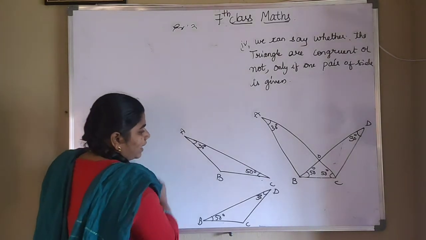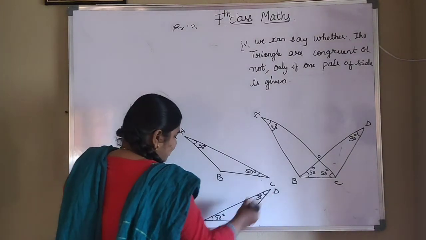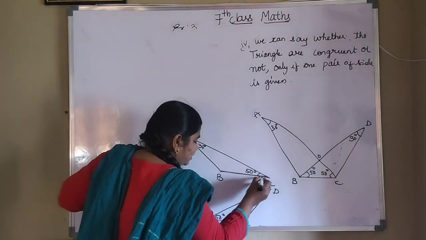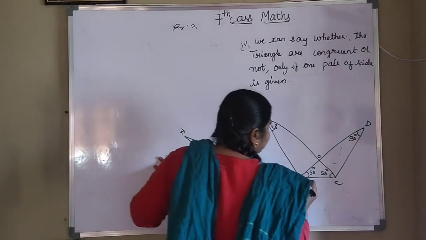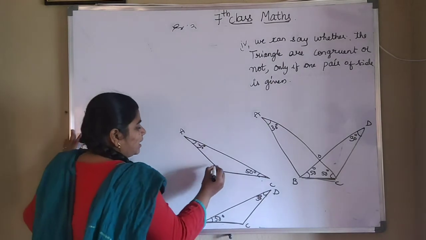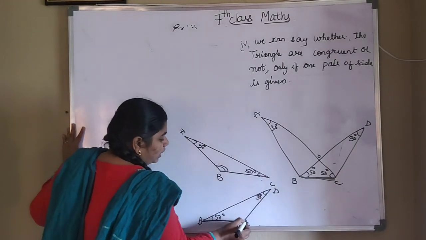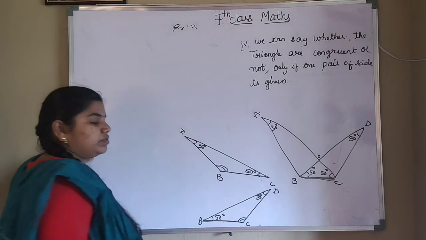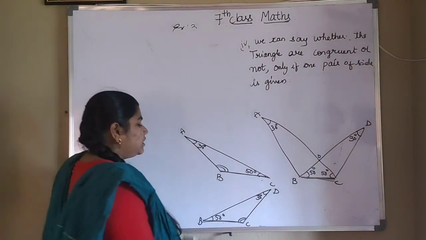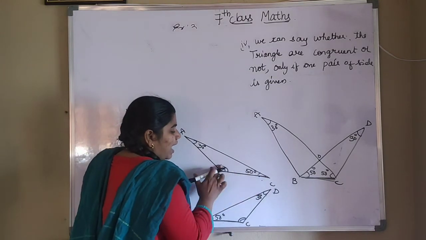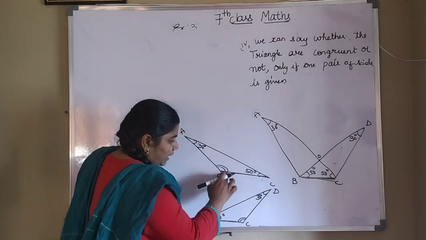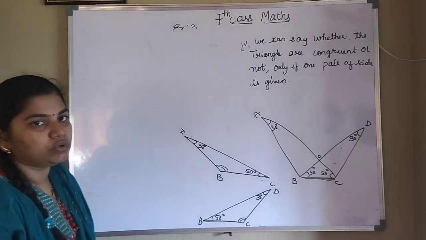So here angle A is equal to angle D and angle C is equal to angle B. And which side is equal here? BC is a common side for both the triangles. This BC is a common base for both the triangles. So by using angle sum property, angle B will be equal to angle C. Is it right? So by using ASA, angle side angle, you can say these two triangles are congruent to each other.